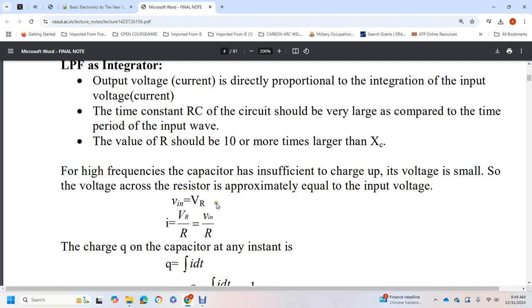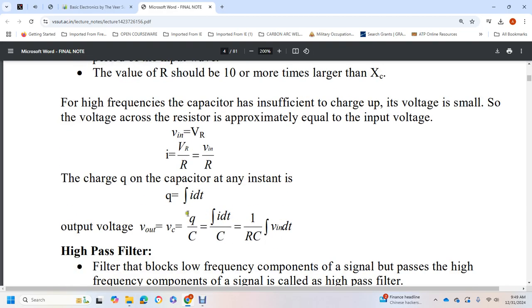Voltage input, voltage across the resistor, the current is equal to the voltage across the resistor over the resistance. Change in Q: the charge Q is related to the integral of I dt. The output voltage is the voltage across the capacitor. The charge is equal to the capacitance times the voltage, so the voltage across the capacitor equals 1 over C times the integral of I dt.